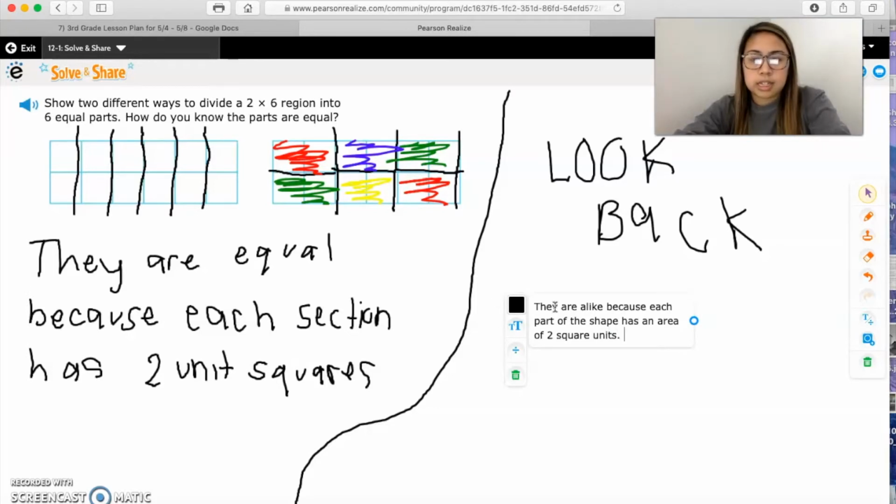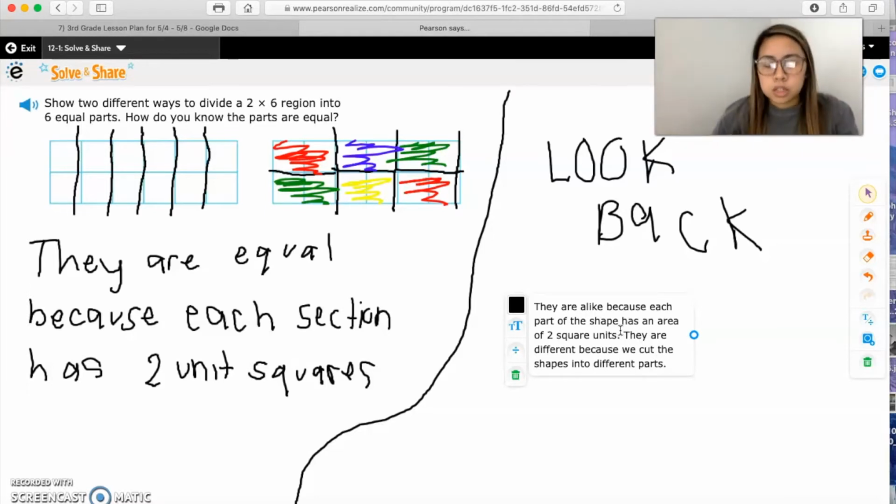And then the only thing that's different is we cut it different ways. So like on this shape, we cut it going down, whereas this shape we went going across. So they are different because we cut the shapes into different parts.